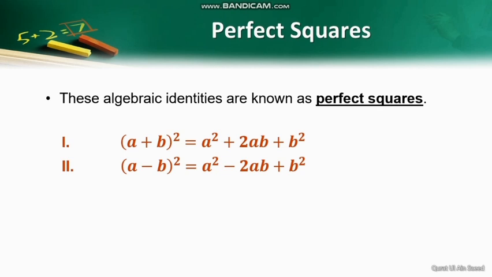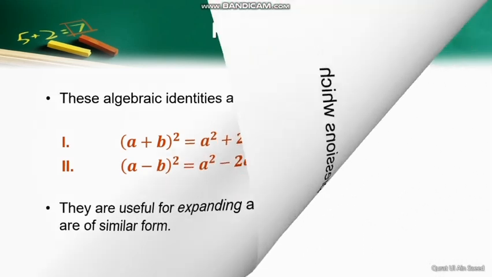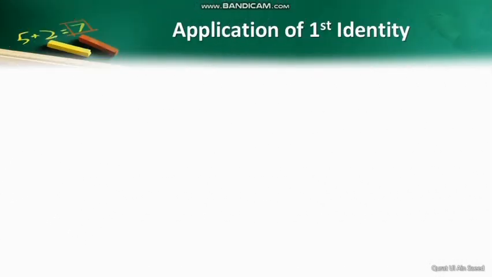Since both of these identities are of squared form, collectively we can call them perfect squares. Clearly we can see that the first identity is actually the perfect square of sum of a and b, and the second identity is the perfect square of difference of a and b. Basically, these identities will help us to expand the algebraic expressions which are of the same form as that of the identities. Now let's practice the application of these identities one by one.